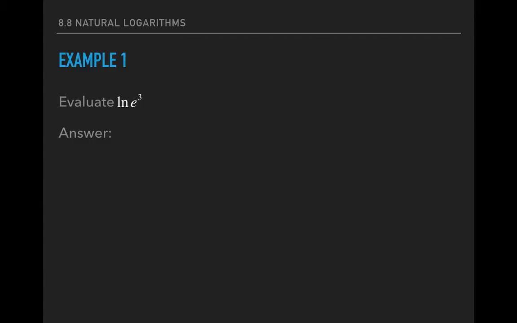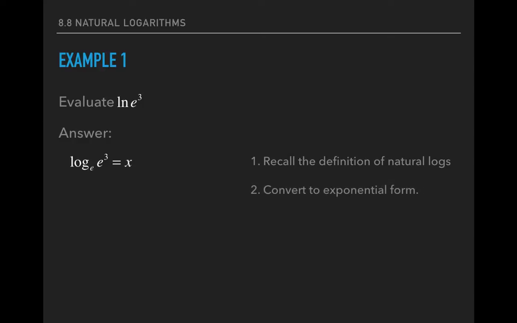Alrighty, we're looking at our first example, and it's asking us to evaluate the natural log of e to the third power. Well, to answer this, you want to recall what is that natural log, and sometimes it's helpful to write it out. ln, natural log, is really just log base e. So we've substituted that in. Now you can convert this to exponential form. That would be e to the x power is e to the third power, which you should see means x has to be 3 if we want those two statements to be true.